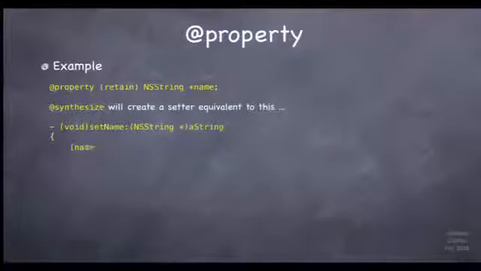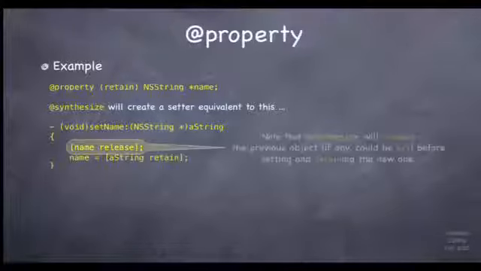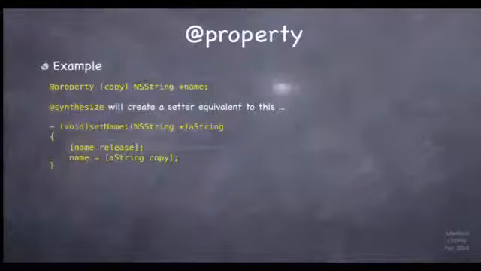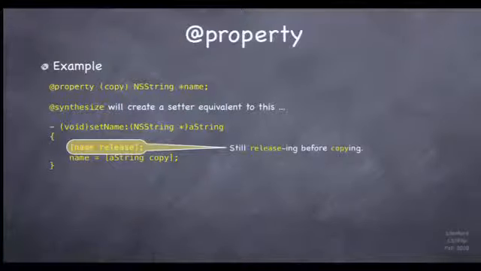So here's an example of what @synthesize will create if you use retain. Notice that it will release the previous value of the instance variable before it retains the new one. You see that? Also notice that the retain method returns the object you sent it to. So you can do this: name equals aString retain. You don't have to say aString retain and then name equals aString. Same thing with autorelease. You can return that directly. Here's copy, exactly the same. Notice it releases it because copy is one of the three magic words.